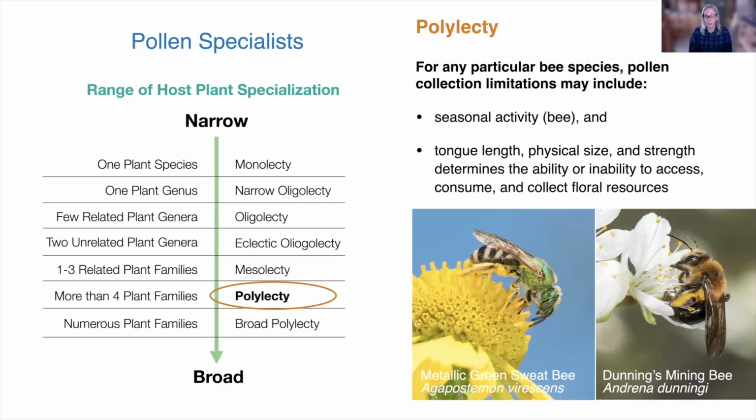And the physical size of the bee, again, whether they have the strength to manipulate flower forms, whether they are short or long-tongued bees, all of these things will influence a polylectic bee and start to narrow down the particular plants that they may visit and are able to access.